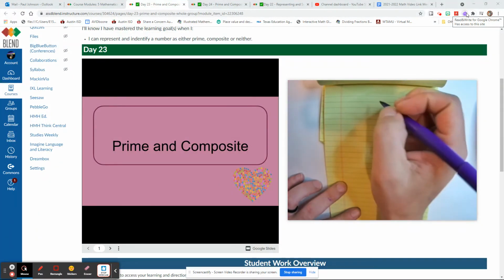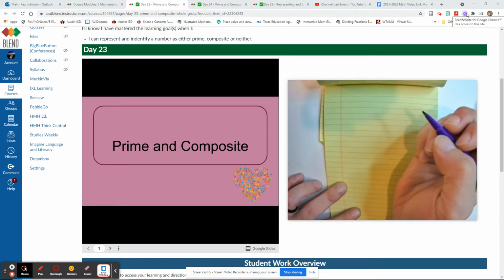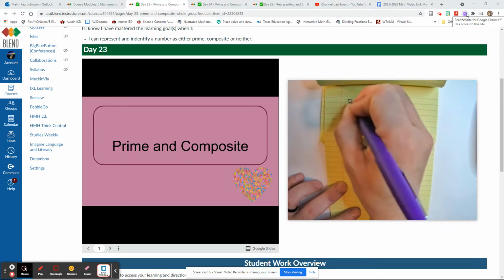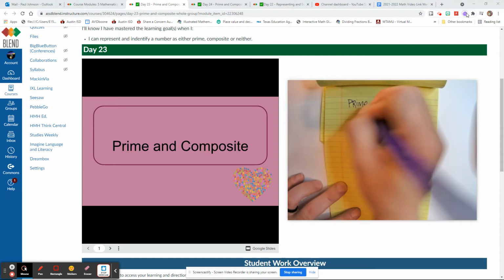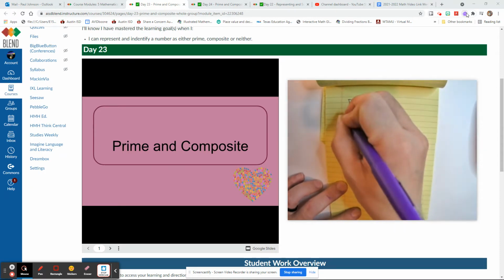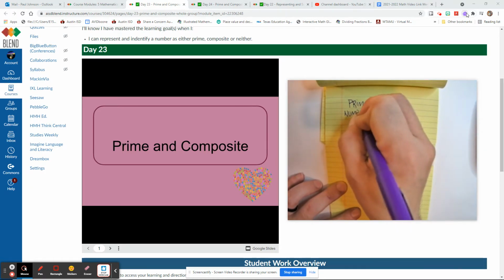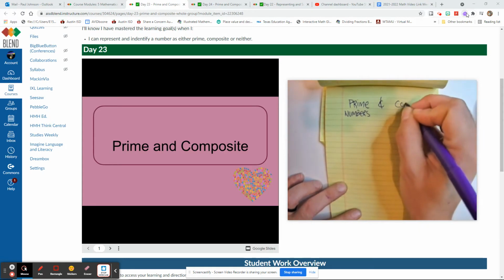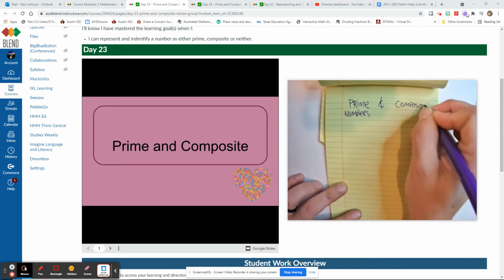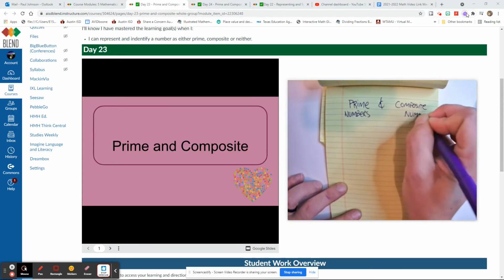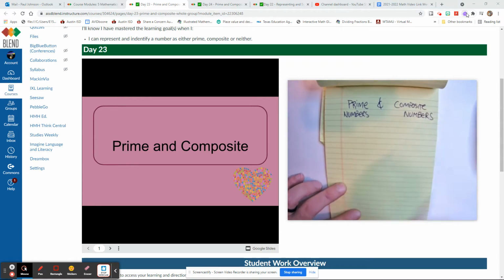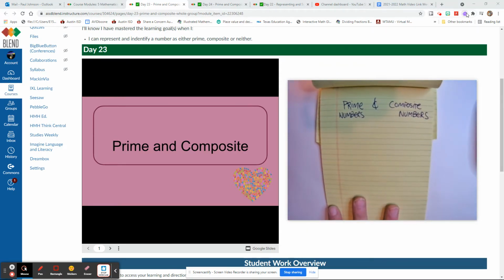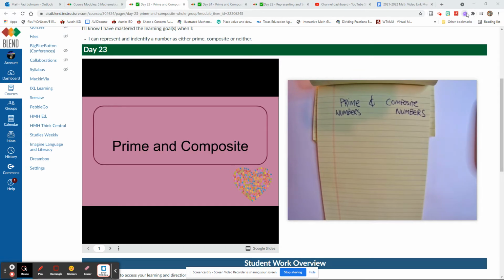Today, we're going to talk about Optimus Prime. Not really. We're going to talk about prime numbers and composite numbers. So, basically, all whole numbers can be put into two categories, except for 0 and 1.